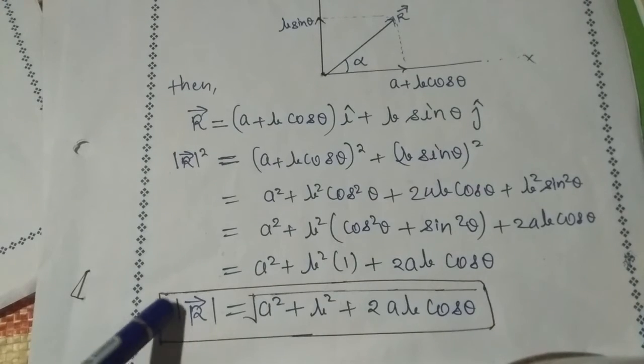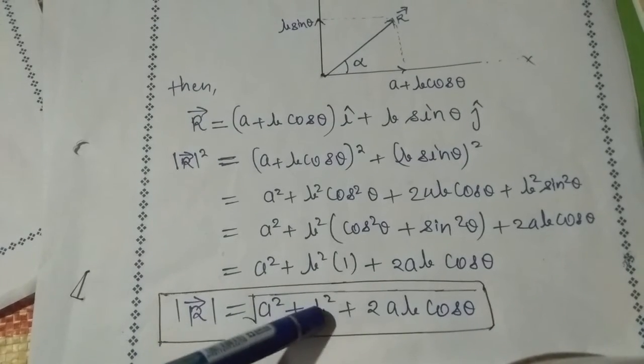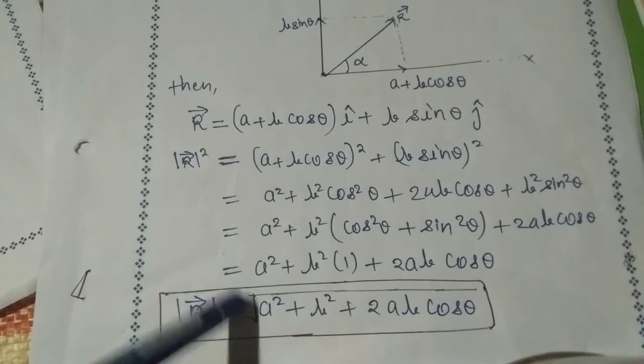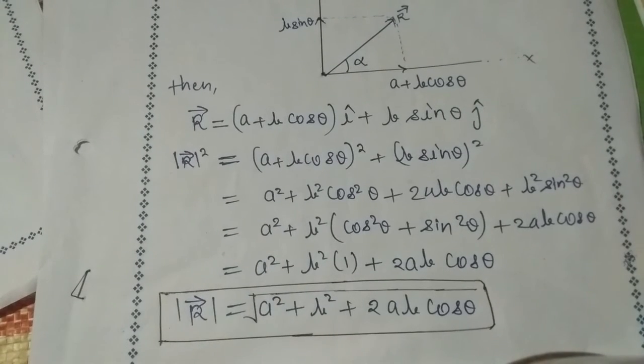So the mod of R is equal to the square root of A square plus B square plus 2AB cos theta. This is the modulus of the resultant of vector A and vector B, that is, the mod of vector R.